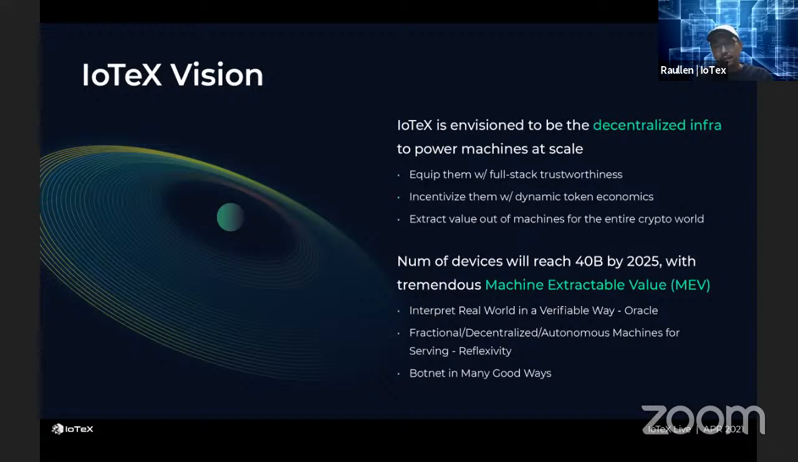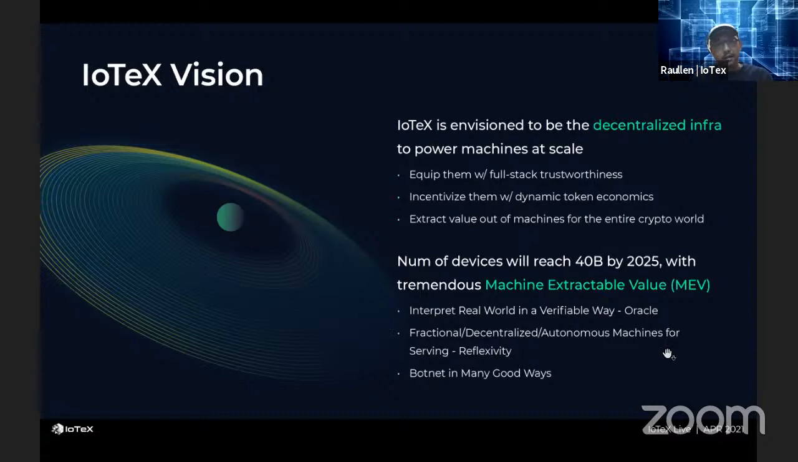Another way is to think reversely: once the machine becomes smart enough, intelligent enough, we can use some fractional ownership and decentralized automation to let the machine serve human beings better. And the third example is a botnet. Everybody knows botnet, but we can definitely have botnets in very good ways. So those are three very typical examples of MEV.